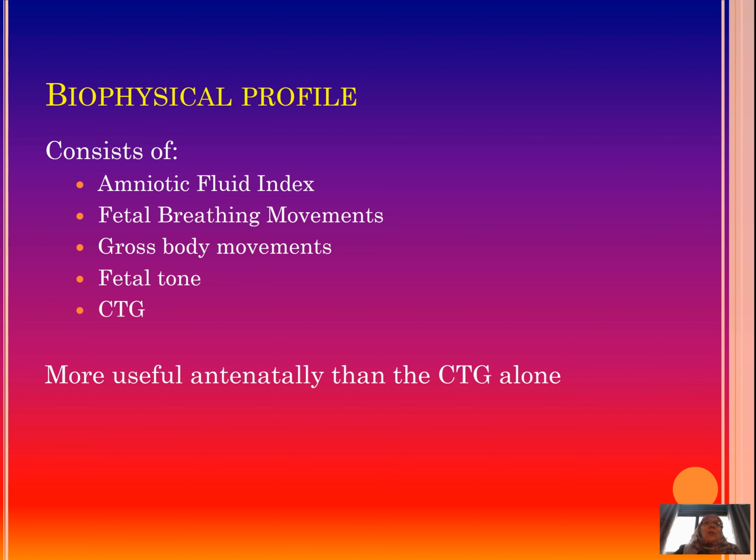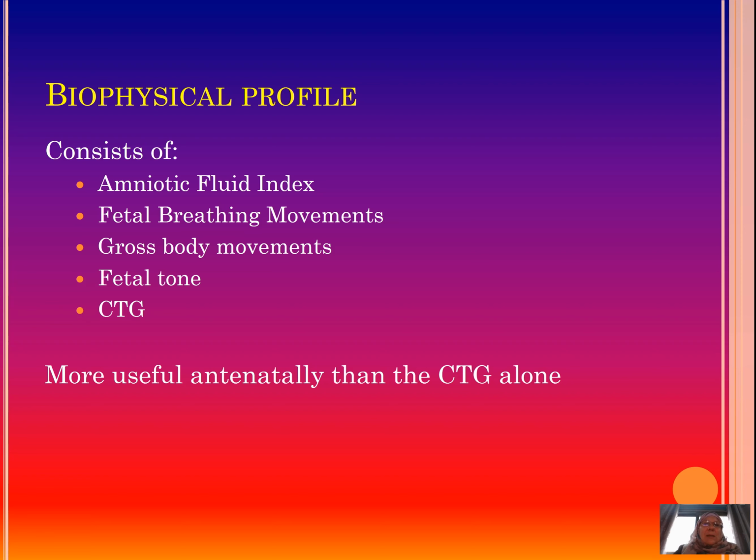If you are not so sure about the CTG, or if you feel that there's an abnormality there, especially antenatally, then you can do a biophysical profile, which consists of amniotic fluid index, fetal breathing movements, gross body movement, fetal tone, and the CTG. All of these five points are put into one score.